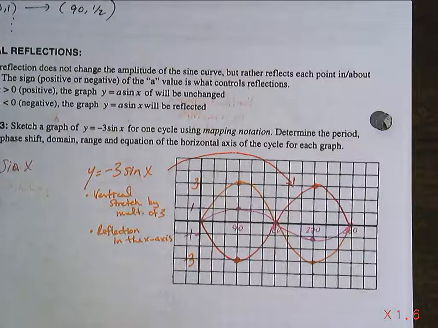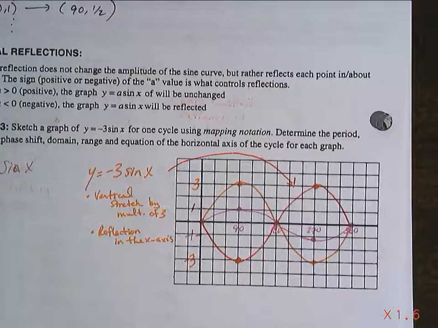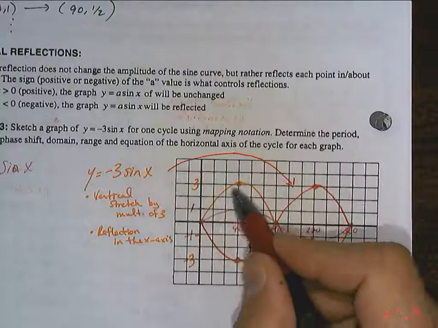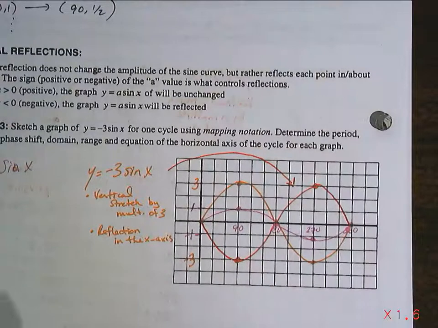Now, I wouldn't do this in 3 steps. I really, really wouldn't. I would have done it in 2 steps. I would have taken this one and flipped it. I wouldn't have drawn the orange one. I would have done it in just 1 step there.